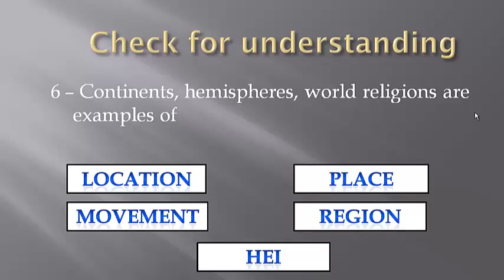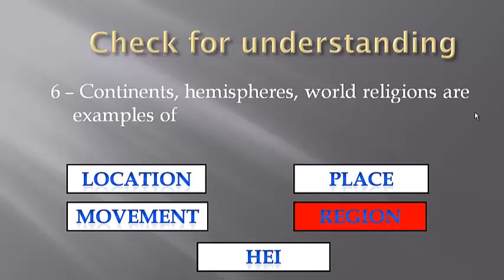Number 6, continents, hemispheres, and world religions are all examples of... This is also region. We look at the continents, whether it be North America, South America, Europe, Africa, Asia, those give us those contextual clues of the areas, what it's like to live there.